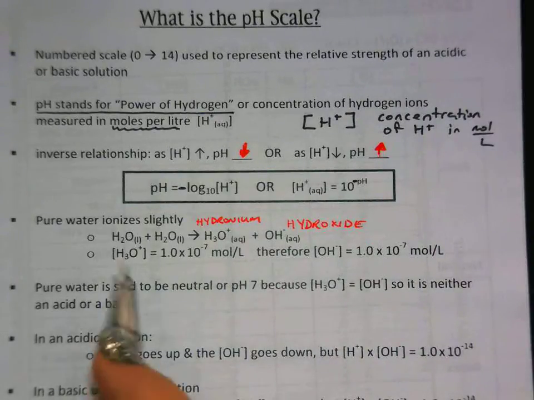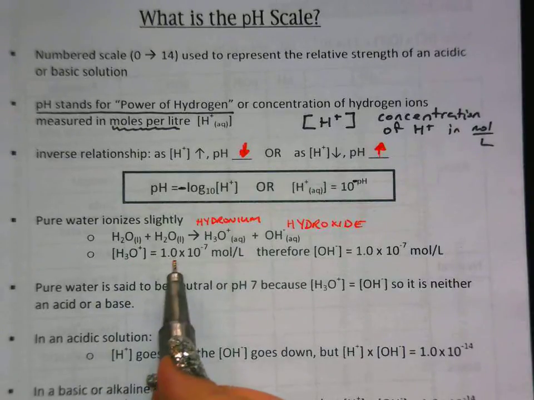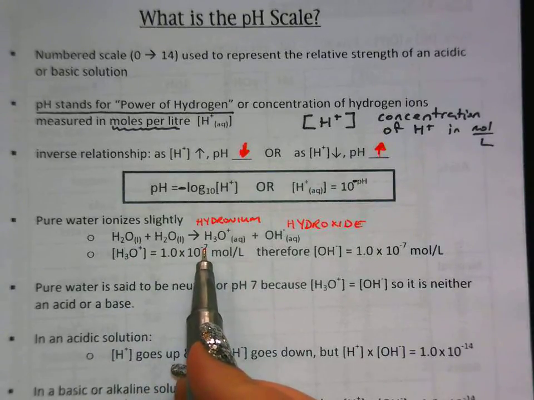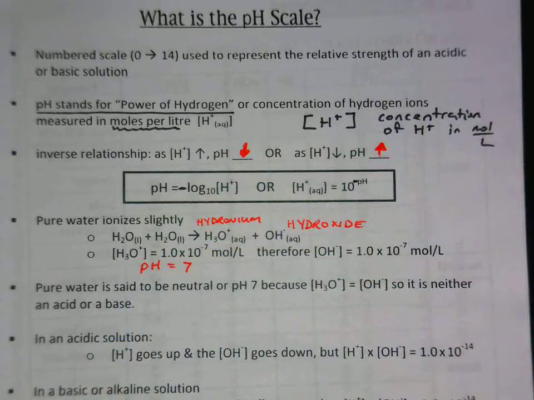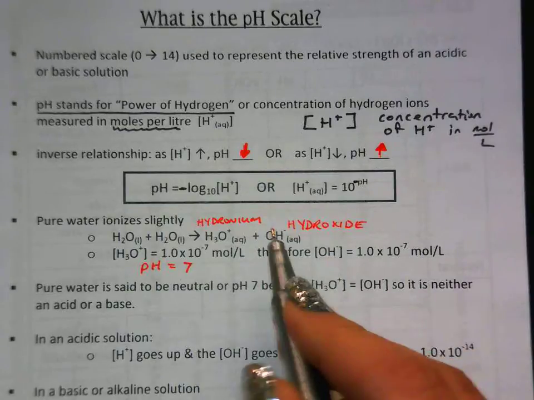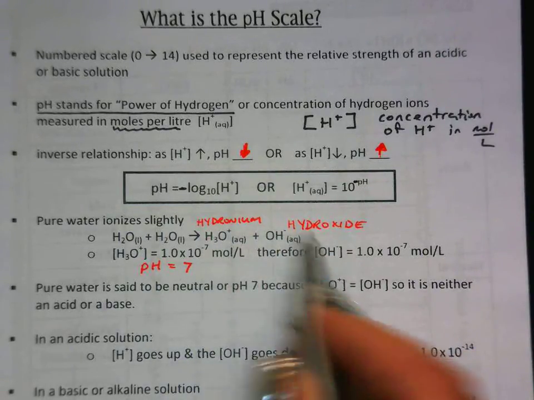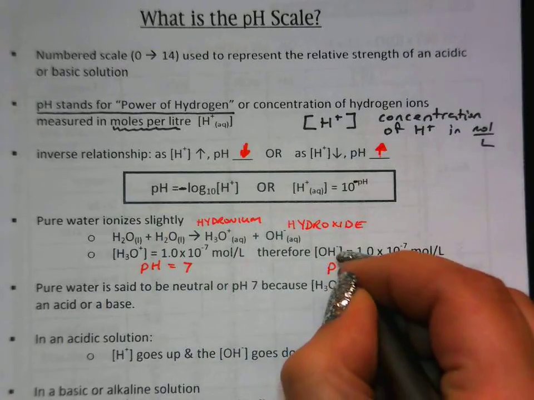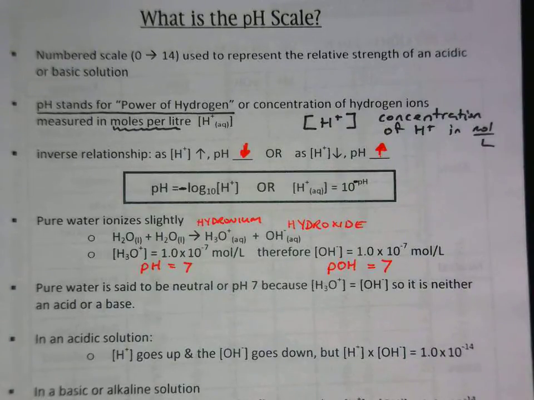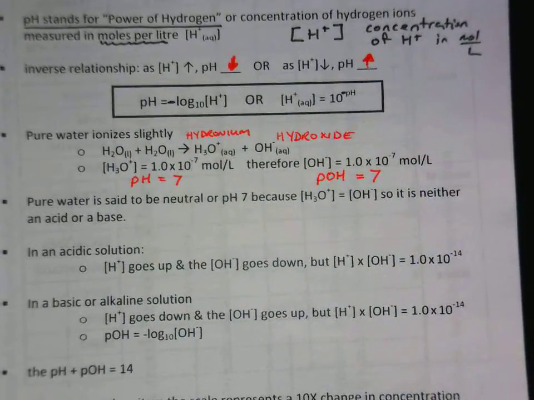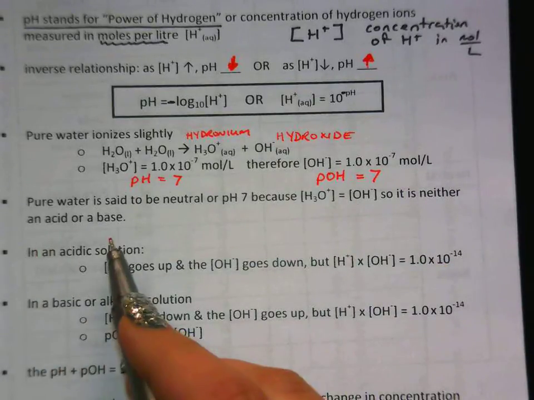Okay. Pure water will have a concentration of hydronium equal to 1.0 times 10 to the negative 7. That means it has a pH of 7. The concentration of hydroxide will be the same. For every 1 hydronium, we'll have exactly 1 hydroxide. So that means the power of hydroxide is also 7. Pure water is said to be neutral, or pH 7, because the two concentrations are equal. So it's neither acidic nor basic, it's right in the middle.